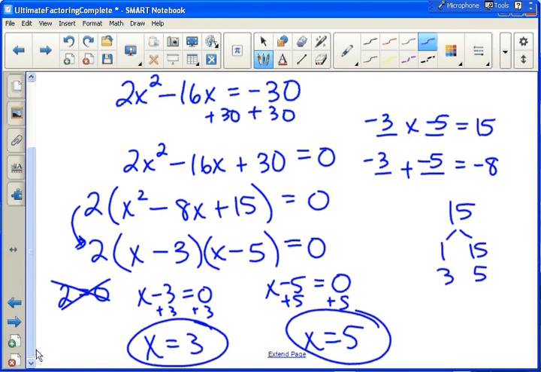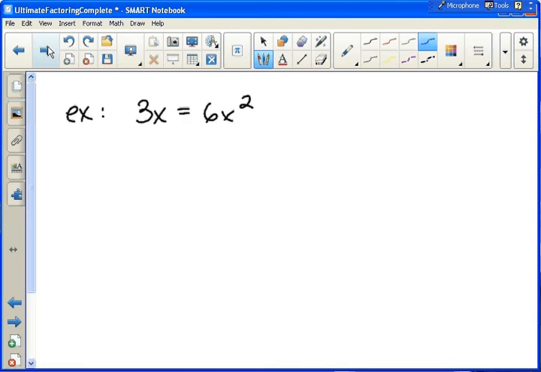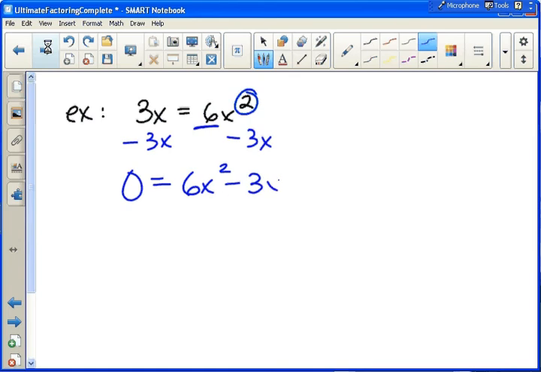Okay, once again, we need to follow all of our steps. Step 1, get it set equal to 0. Well, like I said, I know what step 2 is. I know step 2 is that I want my biggest exponent to have a positive coefficient. So since it's already positive, I personally would choose to subtract 3x from both sides, because then step 2 is already done for me. I have a positive coefficient with the biggest exponent.